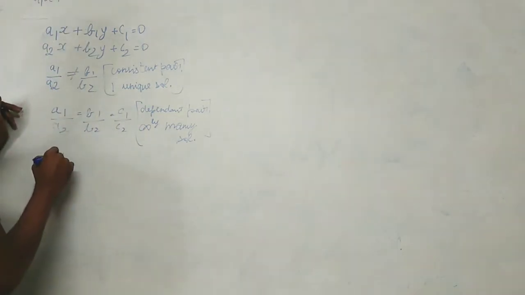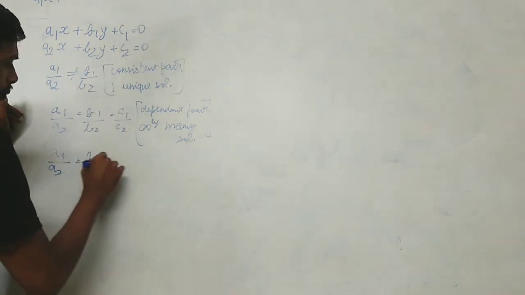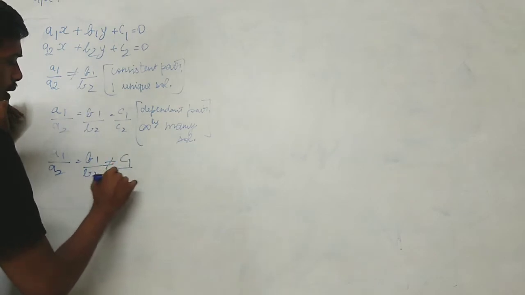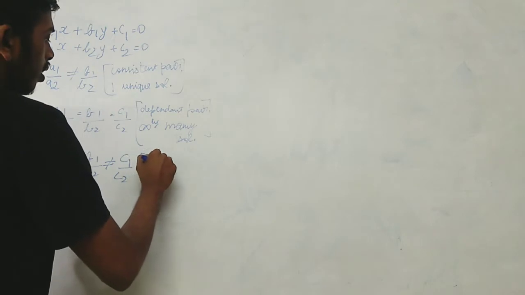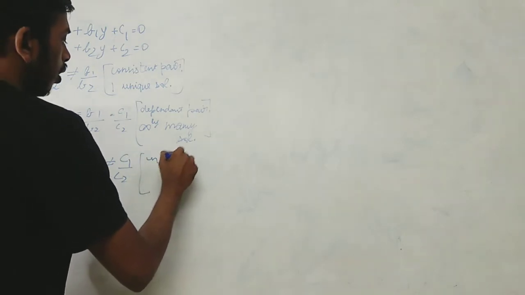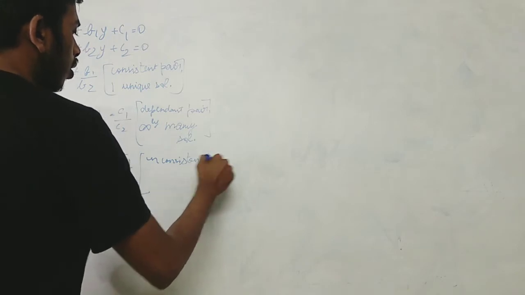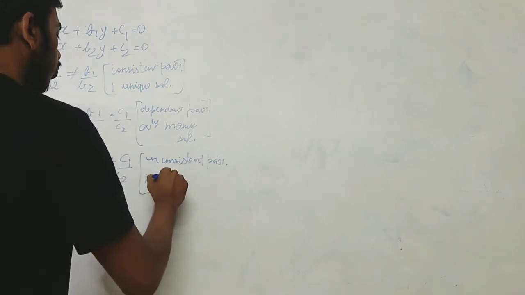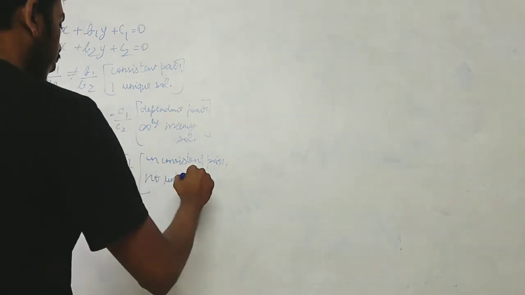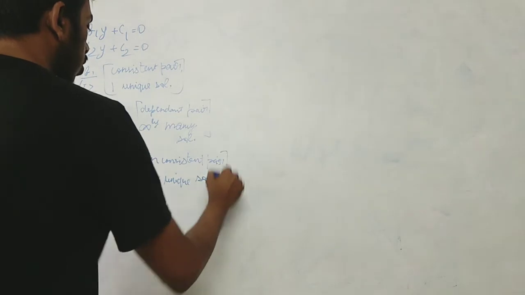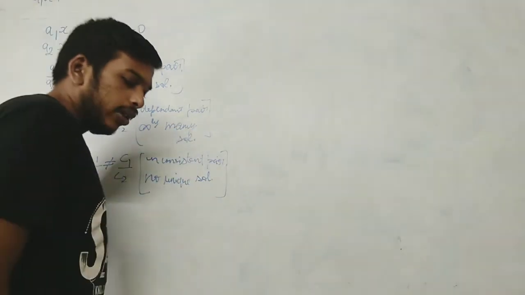Now, when a1 by a2 equal to b1 by b2 but not equal to c1 by c2, this is called an inconsistent pair and it has no solution. That is, the two lines are not intersecting anywhere in the graph. So use this concept to solve the third and fourth problems.